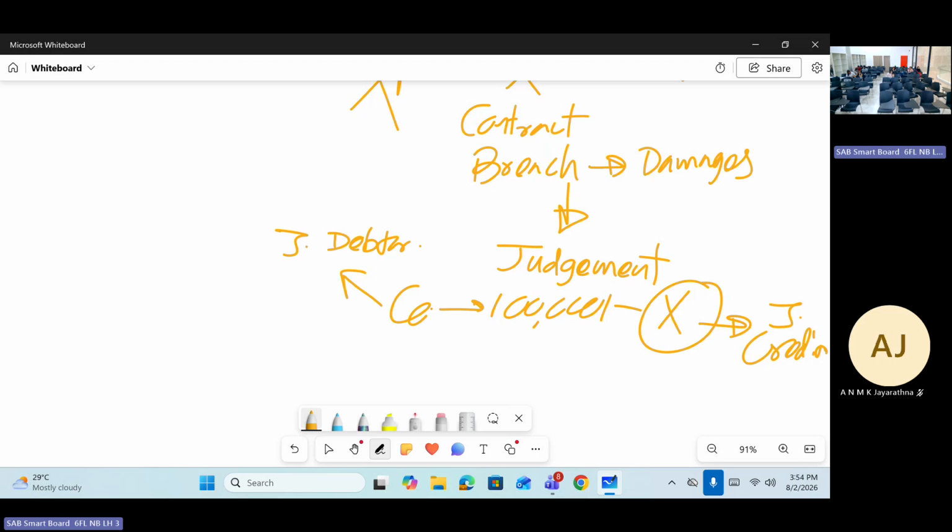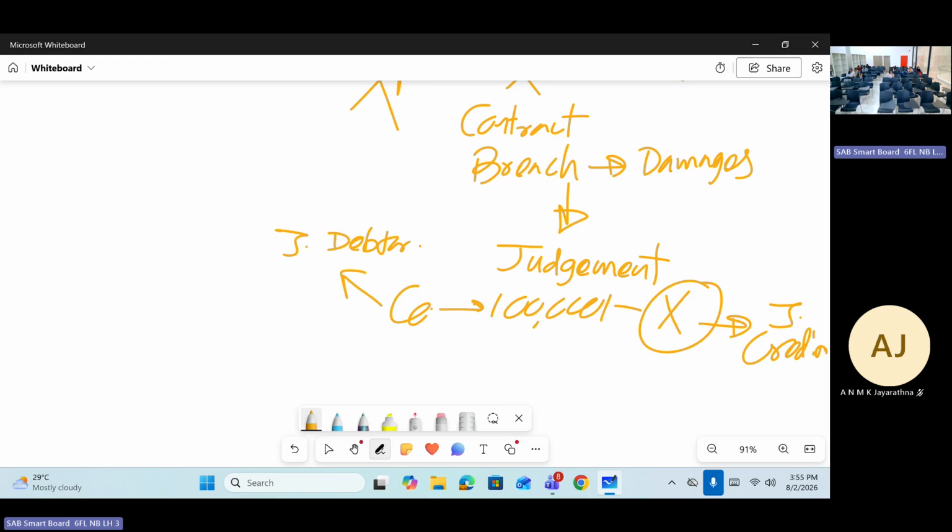Again, now we can identify the debtor and creditor relationship here. According to the judgment, the company has to pay money to X. Therefore, X has the position of a creditor, so we name it the judgment creditor, and the company is the judgment debtor. That is the debtor and creditor relationship right after the judgment. Now the creditor can recover money from the debtor.